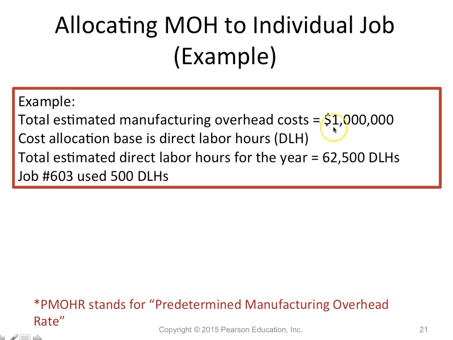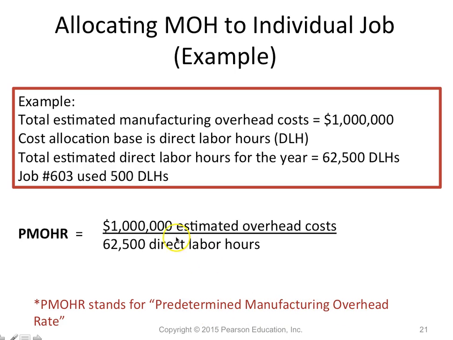So this will be $1 million we have allocated. And the total estimated direct labor hours for the year is 62,500 direct hours. And for job 603, we have used 500 direct labor hours. Okay, and PMOHR stands for predetermined manufacturing overhead. So it's $1 million. It's estimated manufacturing overhead costs.